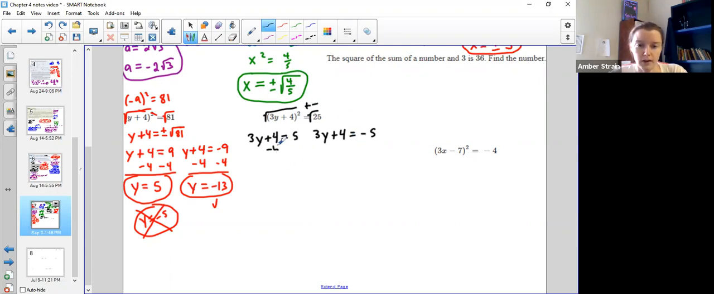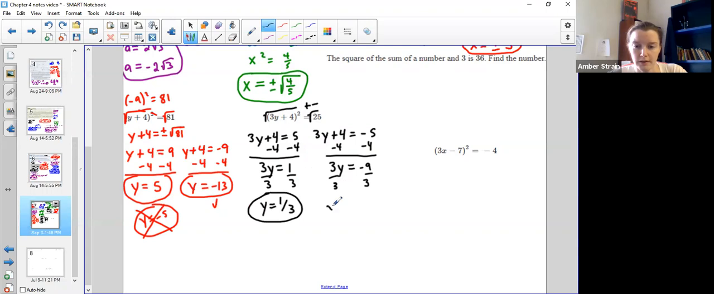Okay, now as I'm solving, again notice that I do the same steps to both. The stuff has never changed, always the same stuff. So I get that 3y is either equal to 1 or 3y is equal to negative 9. Careful of those signs. And then the last step for everyone is to divide by 3. So I either have the fraction 1/3 or I have 9 divided by 3 is 3. Negative divided by positive is negative.